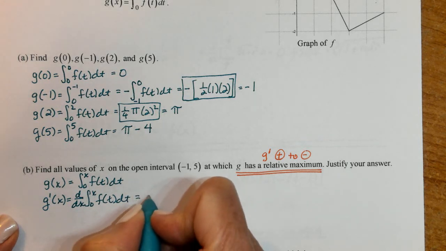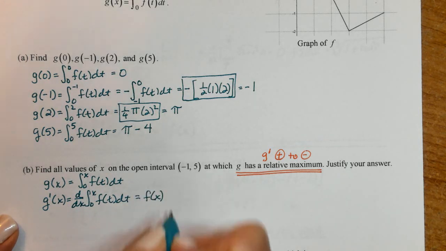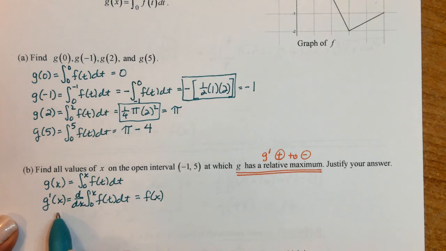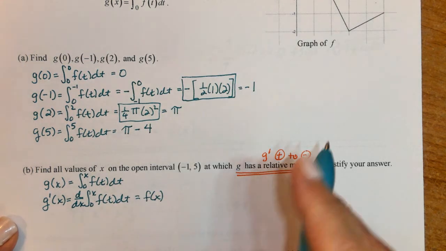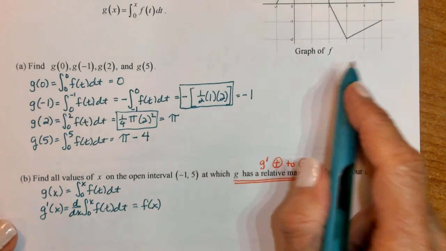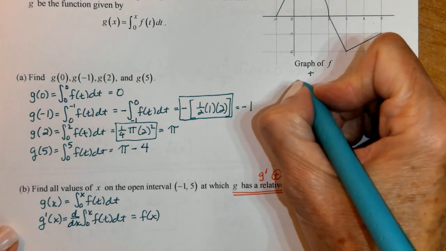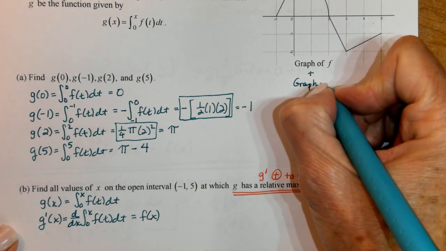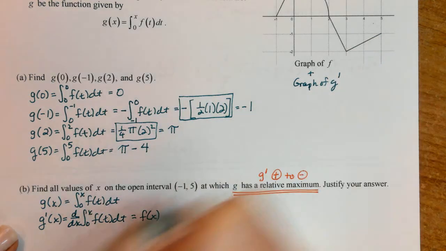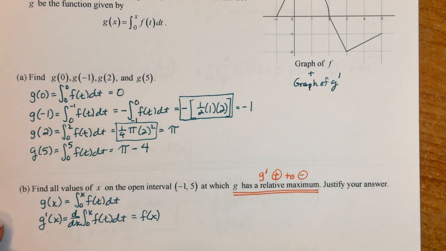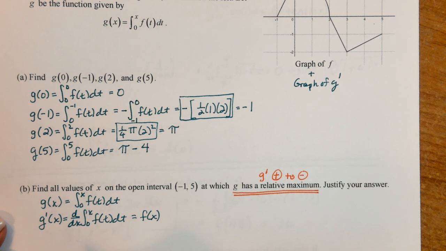Which is just f of x. So G prime is f of x. So this graph of f is also the graph of G prime, just like we did in the notes a day or so ago. Okay?